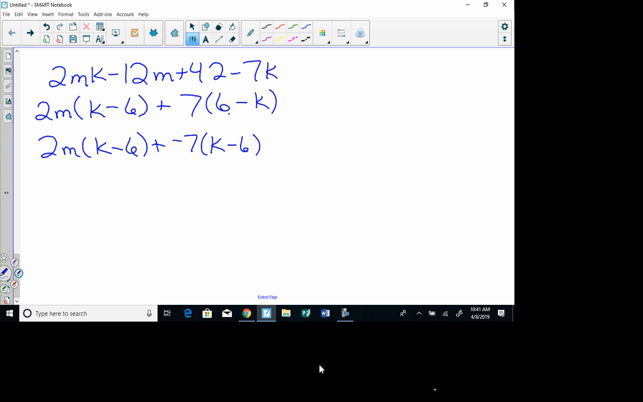Okay, now, so when I factor it out, they both have a k minus 6. What's left? 2m. Minus 7 or plus a negative 7. This is okay. Long. Okay, one more together here.